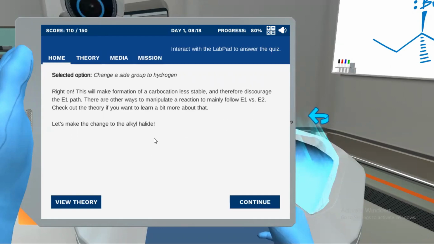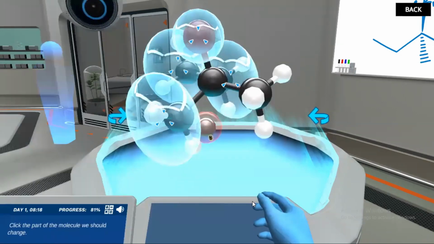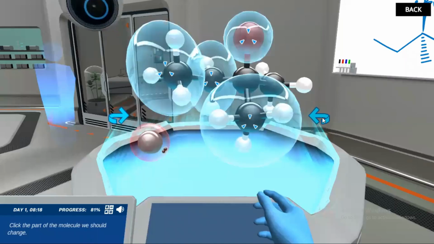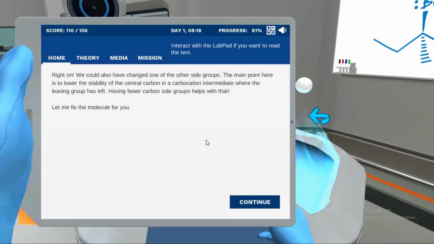There are other ways to manipulate a reaction to mainly follow E1 versus E2. Check out the theory if you want to learn a bit more about that. Let's make the change to the alkyl halide. Click the part of the molecule we should change. Right on. We could also have changed one of the other side groups. The main point here is to lower the stability of the central carbon in a carbocation intermediate where the leaving group has left. Having fewer carbon side groups helps with that. Let me fix the molecule for you.